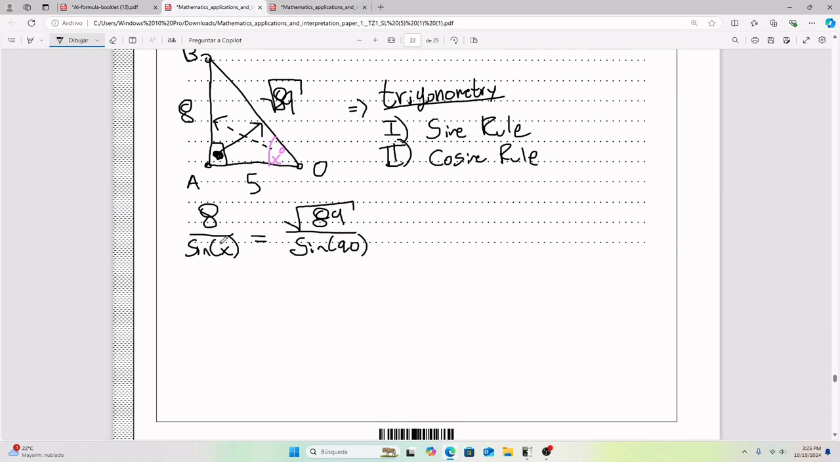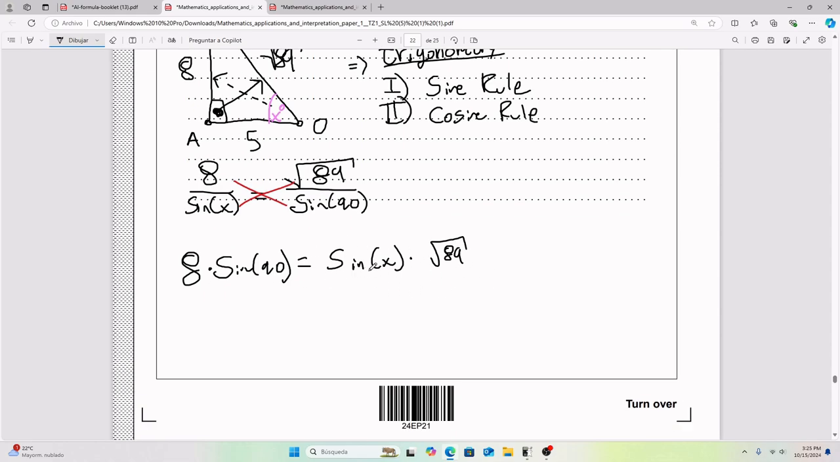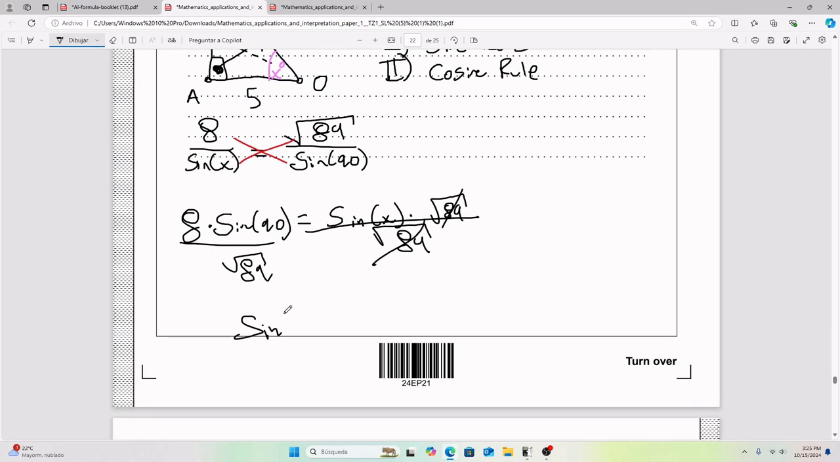And from here, because you need to get x alone, what I like to do, the first step is always cross multiply. So that means you end up with 8 times sine 90 equals sine x times square root 89. Now you want to get x alone, ¿cierto? So you can divide both sides by square root 89. This goes away with this. You end up with sine x equals 8 times sine 90 divided by square root 89.